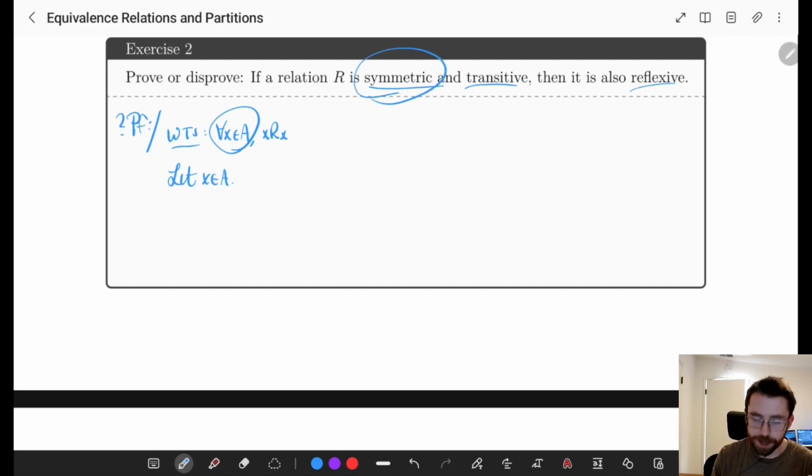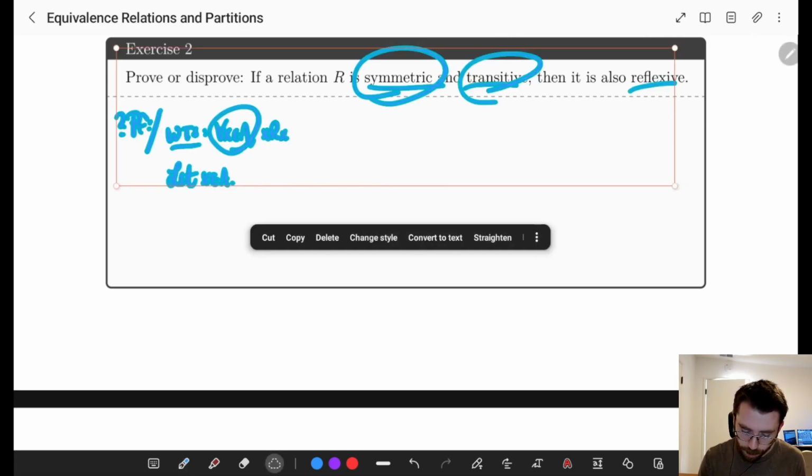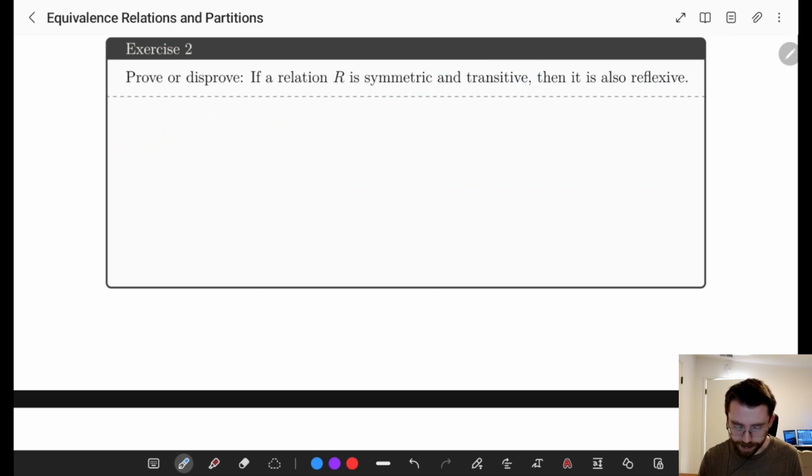How am I going to use symmetry? I would need a y as well. How am I going to use transitivity? I would need x, y, and z. I suppose I could introduce those variables, but I don't necessarily see how I would leverage them. So at this point, I say to myself, maybe proving it's a bad idea.